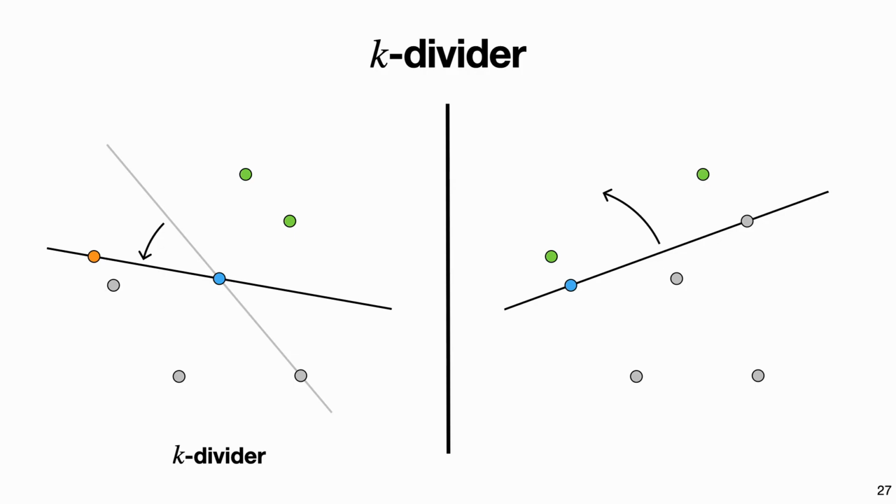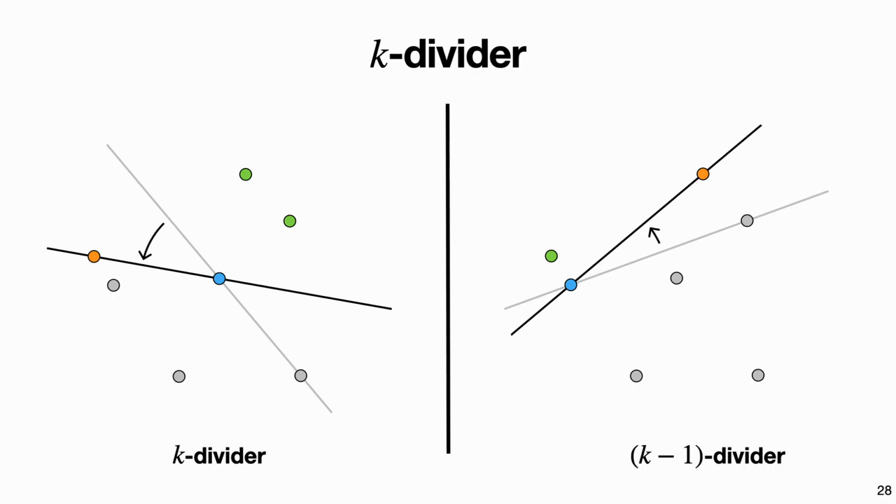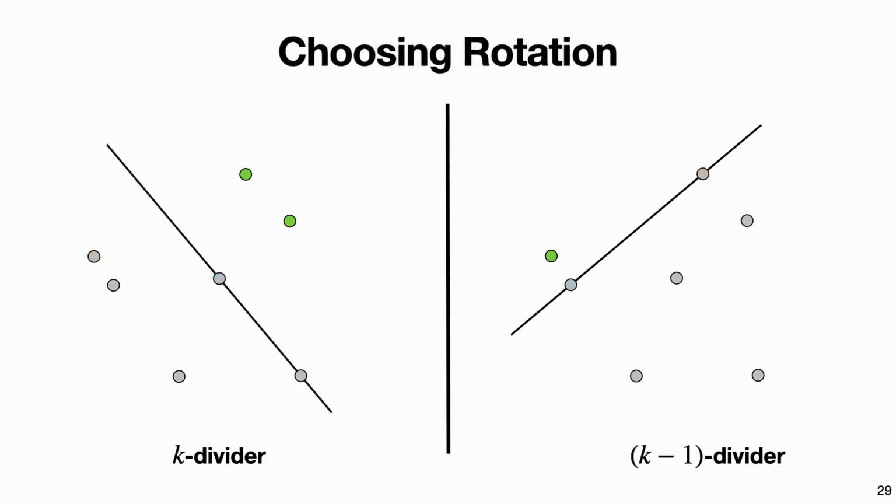But let's look at this second example, because now we have a k divider, 2 points are in the exterior, and now we rotate around the blue point. So the situation is basically the same. But now we find an exterior point. So suddenly this means the number of exterior points was reduced by 1. And since there's now 1 point missing, we will call this a k minus 1 divider. And generally speaking, this means that a rotation from a k divider can reduce the number of exterior points by 1 and at most 1.